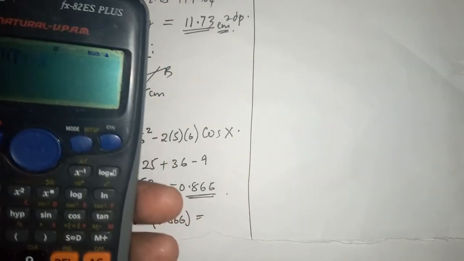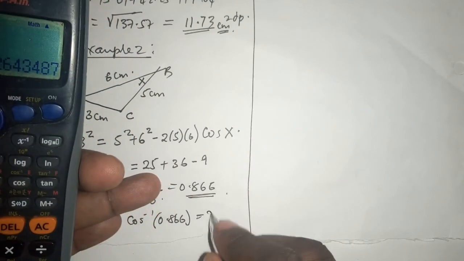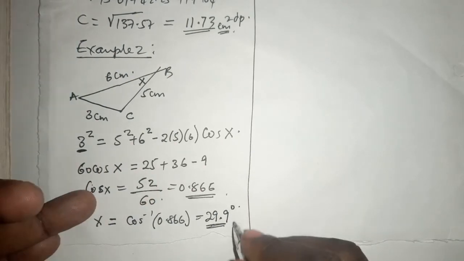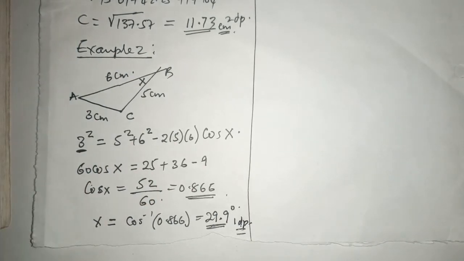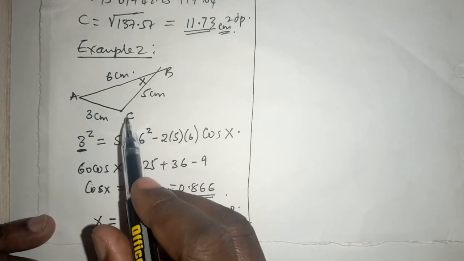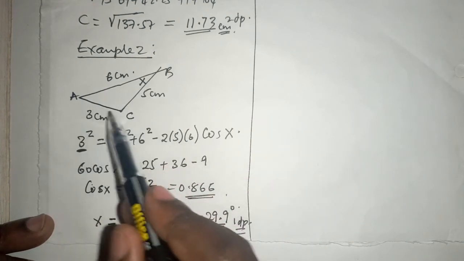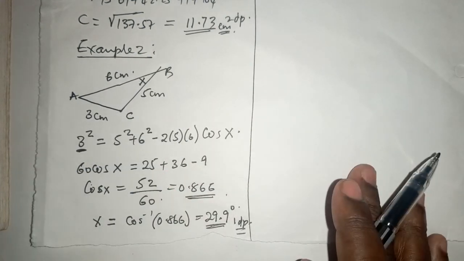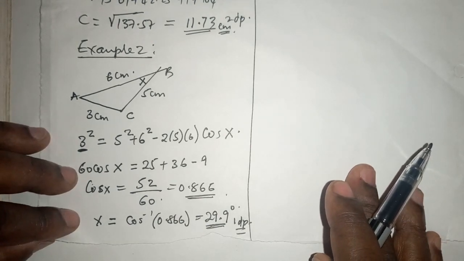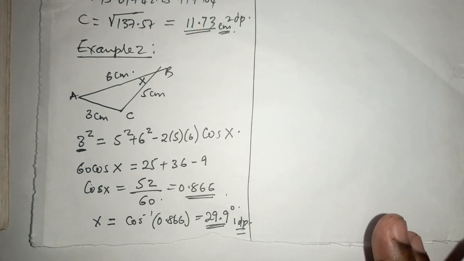Shift cos answer is going to give us 29.9 degrees to 1 decimal place, or even to 3 significant figures. So the smallest angle becomes 29.9 degrees. Of course, it is the angle which is opposite the shortest of the 3 sides of the original triangle. So those are 2 examples, example 1 and example 2.